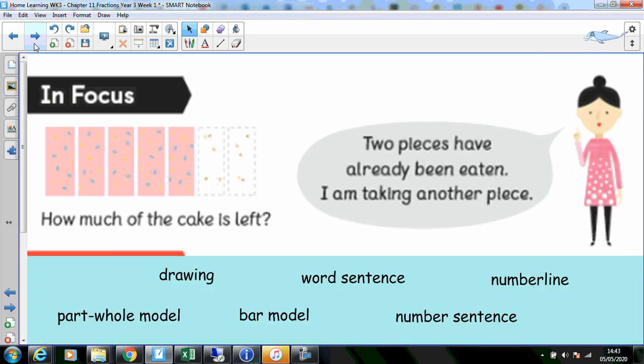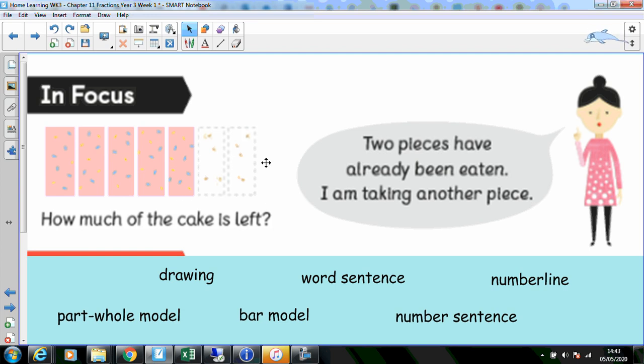Okay, our in focus for today. Ruby says 2 pieces have already been eaten. We're looking at this lovely cake over here. 2 of the pieces have been eaten. Ruby says, I am taking another piece. How much of the cake is left?